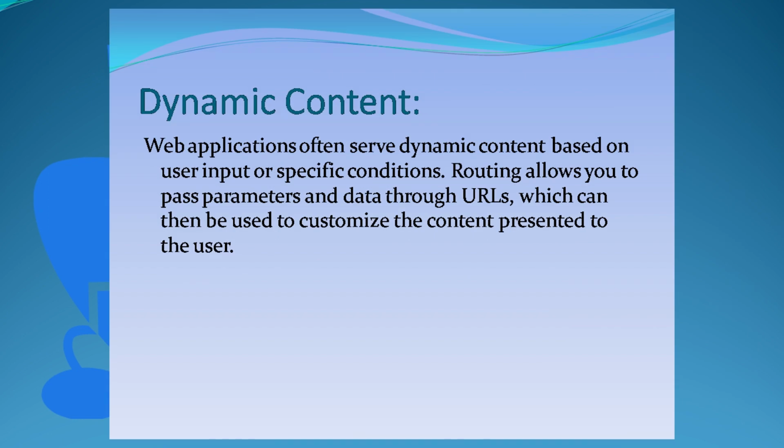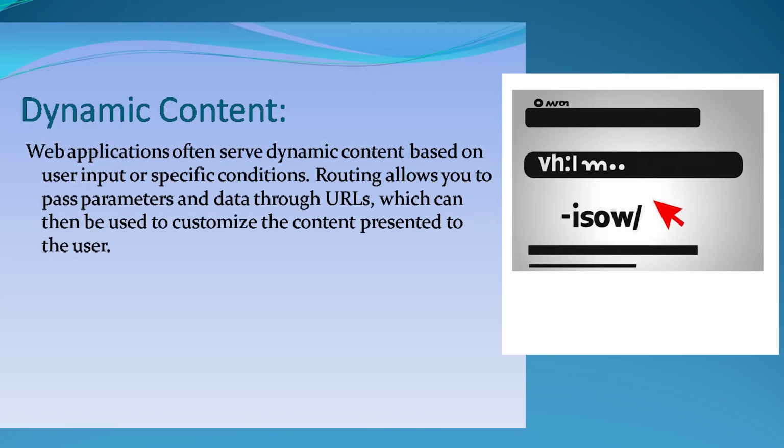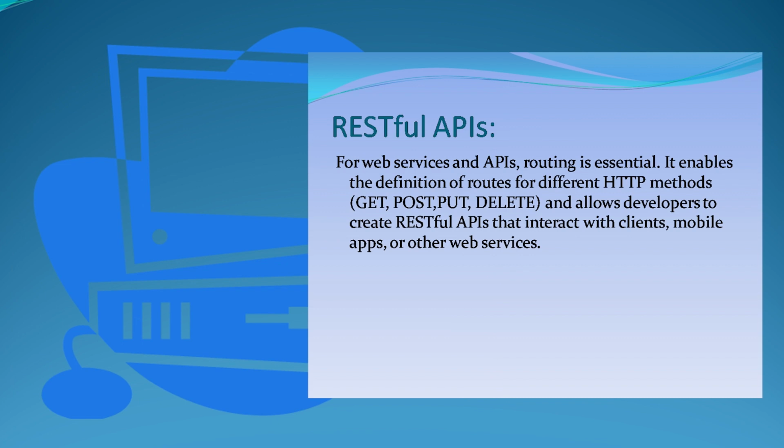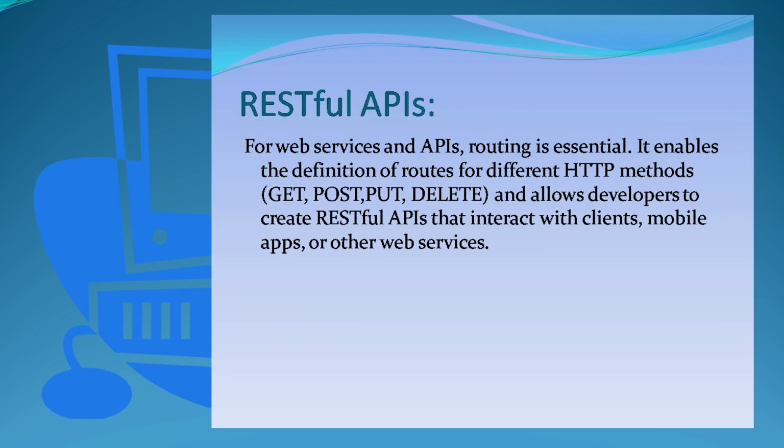Dynamic content. Web applications often serve dynamic content based on user input or specific conditions. Routing allows you to pass parameters and data through URLs, which can then be used to customize the content presented to the user. RESTful APIs. For web services and APIs, routing is essential. It enables the definition of routes for different HTTP methods, GET, POST, PUT, DELETE, and allows developers to create RESTful APIs that interact with clients, mobile apps, or other web services.